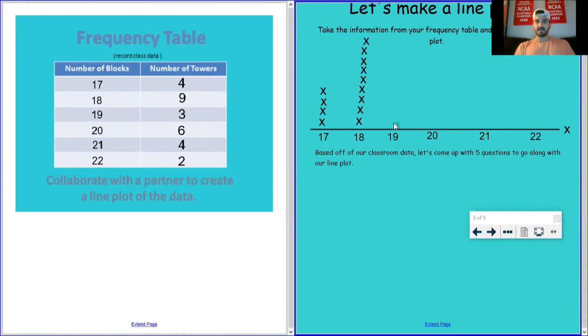We had 19, or I'm sorry, I keep saying the opposite number. We had 3 towers that had 19 blocks. We got 6 towers that have 20 blocks. 3, 4, 5, 6. We had 4 towers with 21 blocks. And 2 towers with 22 blocks.